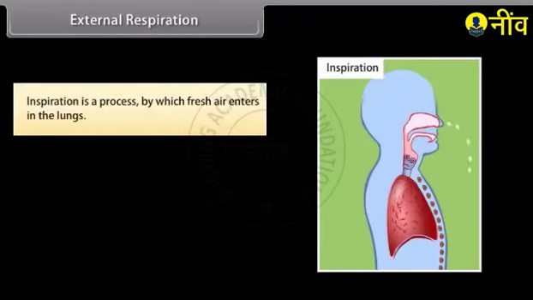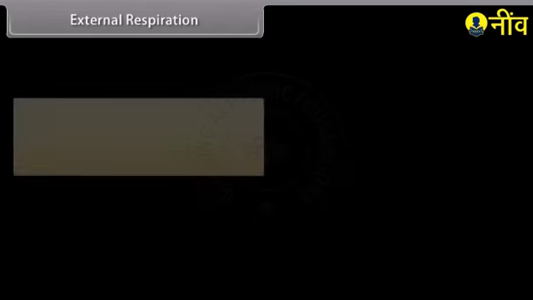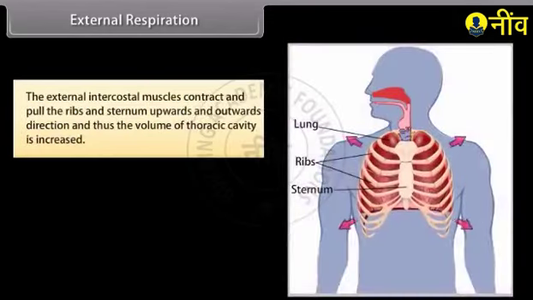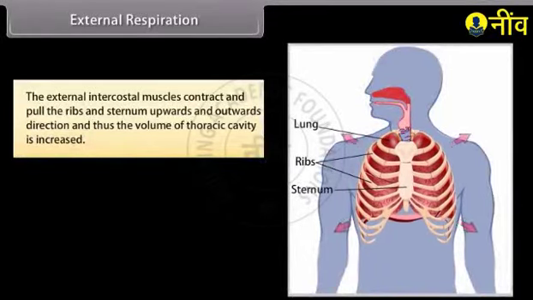Inspiration is a process by which fresh air enters the lungs. In this, the diaphragm becomes flat and gets lowered by the contraction of its muscle fibers and increases the volume of the thoracic cavity. The external intercostal muscles contract and pull the ribs and sternum in an upwards and outwards direction, and thus the volume of the thoracic cavity is increased.